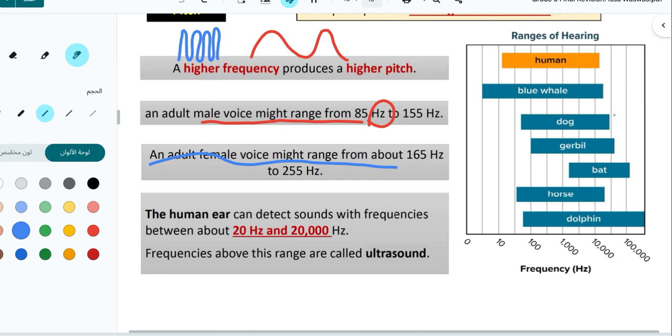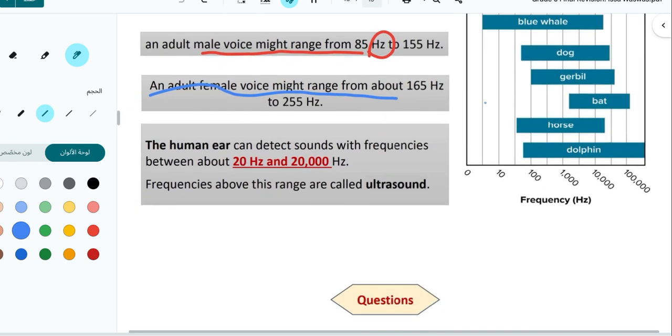Blue whales also have ultrasound hearing because they're hearing sounds higher than a human, as well as dogs, gerbils, and bats. Blue whales can also hear sounds lower than a human. So there are sounds that are occurring all the time at frequencies above which we can hear, and these are called ultrasounds.